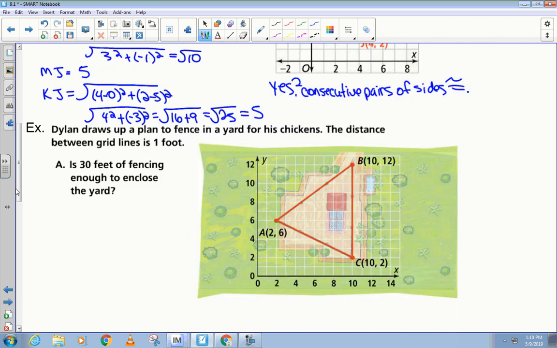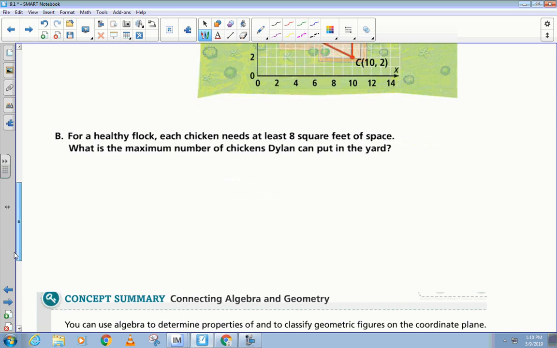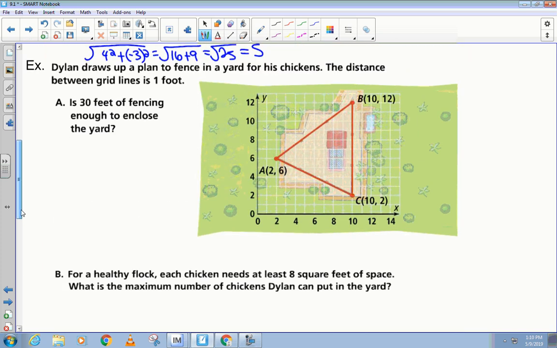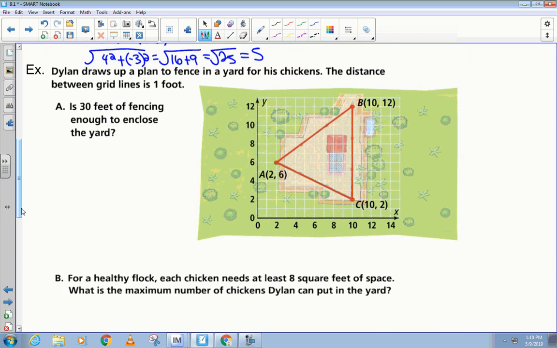All right. Last one here. It's got two parts. Dylan draws up a plan to fence in a yard for his chickens. The distance between the grid lines is a foot. Is 30 feet of fencing enough to enclose the yard? That's very geometrical. Okay, so BC is easy, right? It's 1, 2, 3, 4, 5, 6, 7, 8, 9, 10. So we're good. Now let's look at AB.